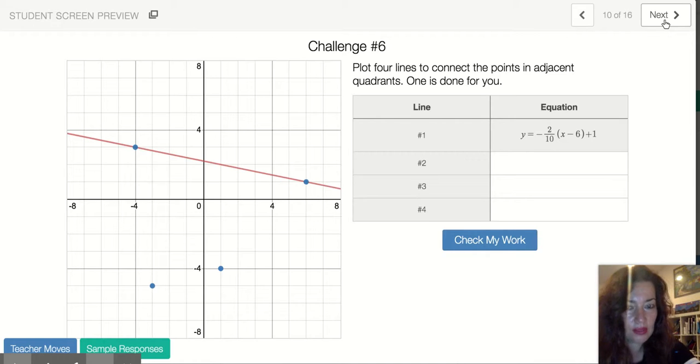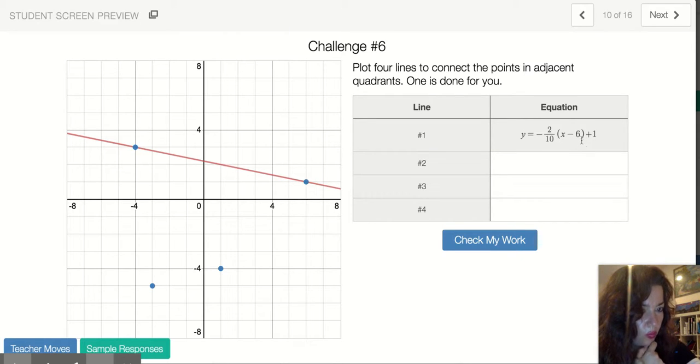All right, so we are going to use the same idea. What you want to do here is look for a pattern. So you could see the first one has been done for you. The slope is -2/10. So if you look at the 2 points, and if I go down 2 and right 10, that represents this graph. So that makes sense. Can you try to figure out how they got x - 6 + 1? How did they get that?